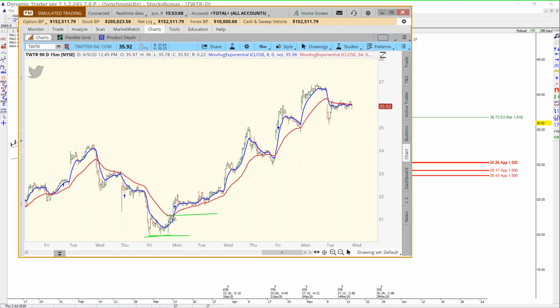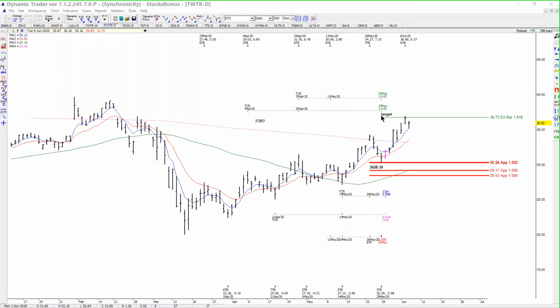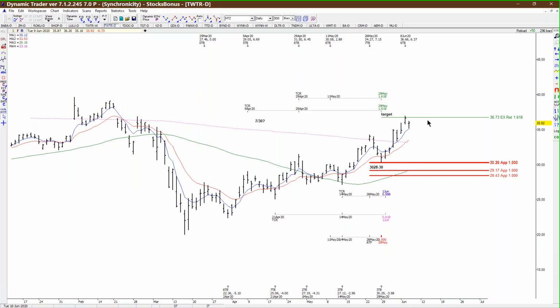Here's the moving average crossover, and here you took out a prior swing high. So that would have been your trigger, and your stop would have been right underneath here, or underneath the low end of the zone, either way. And then it's met two targets on the upside.